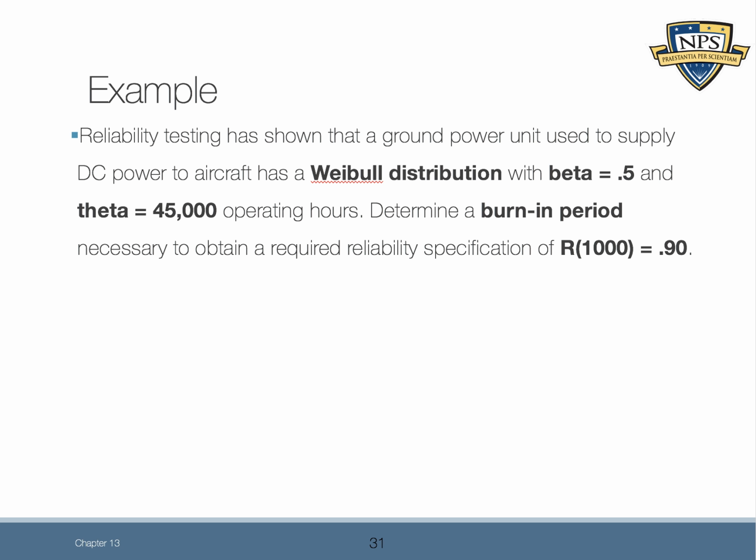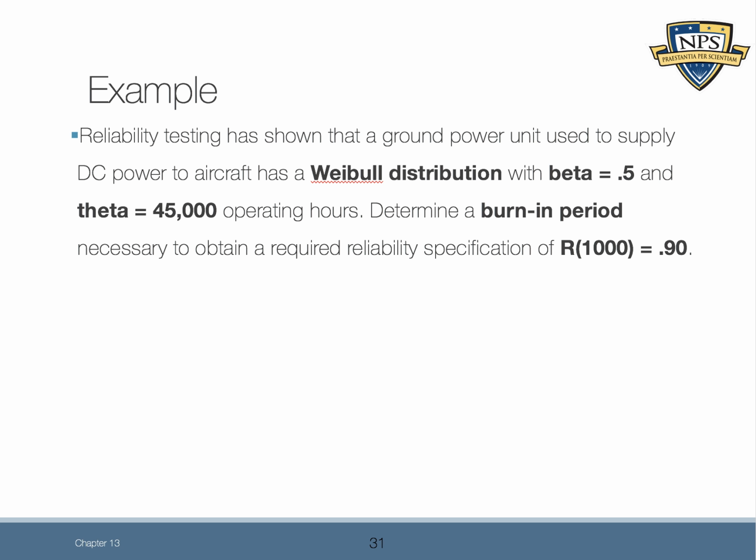Notice, first of all, that beta is unitless. Also, for decreasing failure rates, beta values can be between 0 and 1. So using burn-in testing, your beta value should never be greater than 1. So determine the burn-in period necessary to obtain the required reliability specification of 0.9.